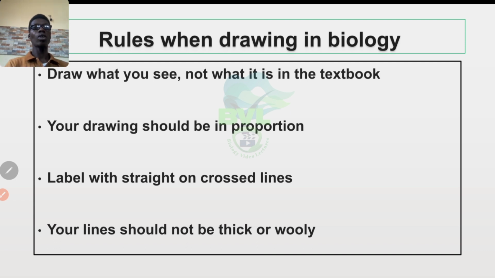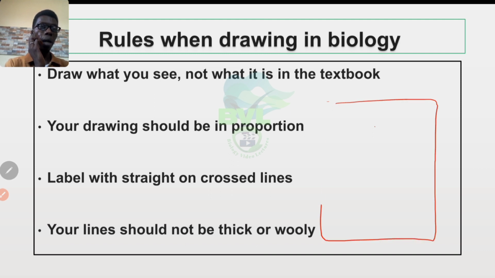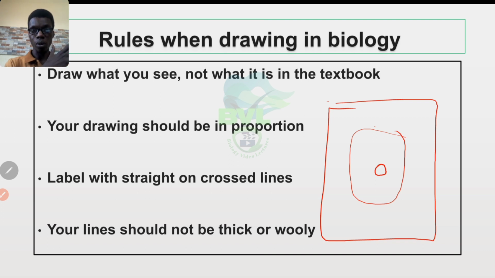Your drawing should be in proportion. You should draw what you see. It's not as if you saw something, and you're supposed to draw on this paper, then you draw so tiny like that. It should still be up to scale. Except you are given a scale to draw. Even when you're given the scale to draw, you won't be asked to draw so tiny like that. You're supposed to make it big to some extent.